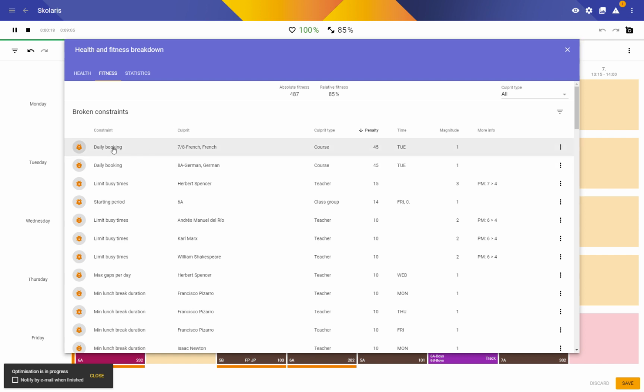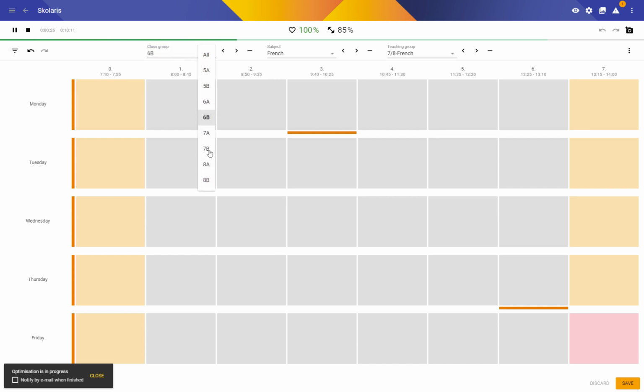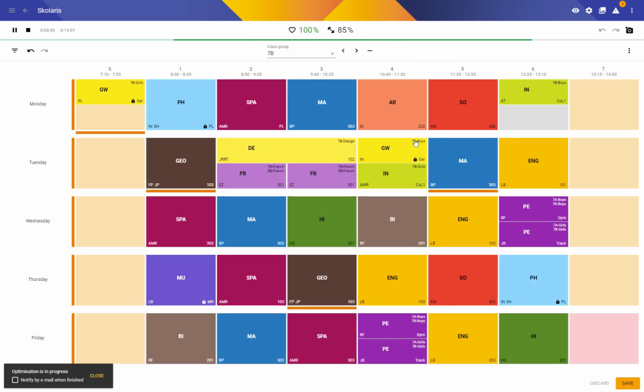The worst problems are some daily bookings, but if we examine this French daily booking, that's in 7B, that will not be such a huge problem because the data is set up so that French is actually half of the students are taking French, but half of them are taking design, which is a double class. So this constraint break is kind of intentional.